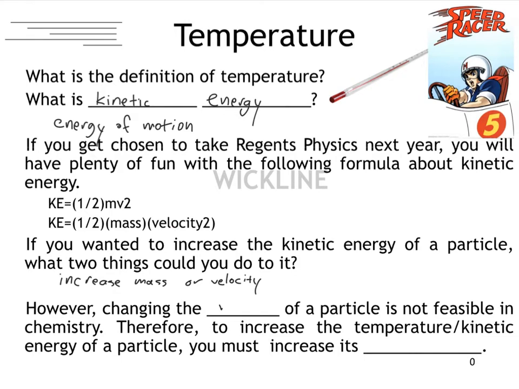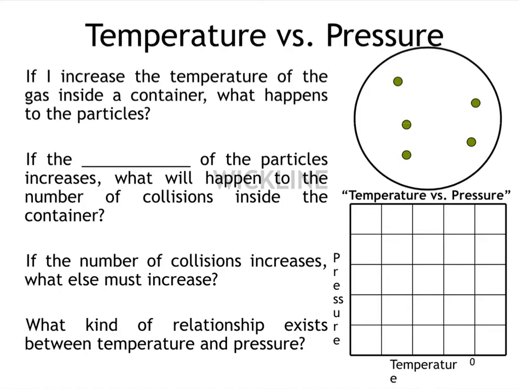However, changing the mass of a particle is actually not feasible in chemistry because these particles are so tiny. Therefore, if you want to increase the kinetic energy of a particle, which we also know is similar to temperature, you must increase its speed or velocity. That's why I have a speed racer up here. Okay, so if I increase the temperature of the gas inside a container, the particles will speed up.